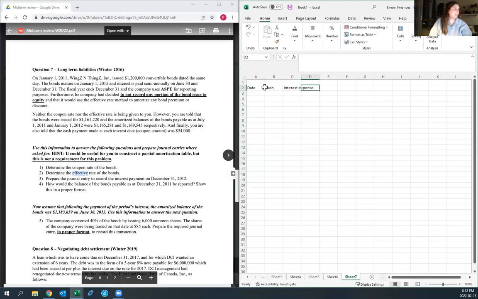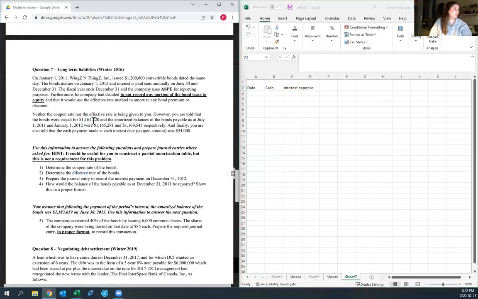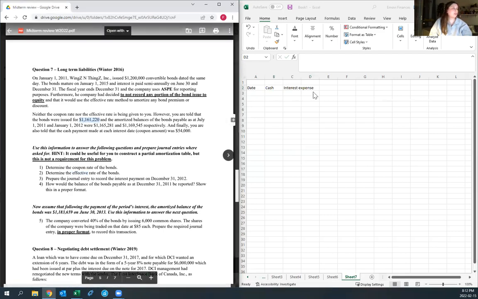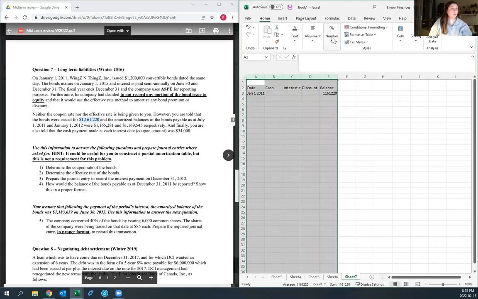I think it's issued at a discount. Yeah, they're issued for less than their face value, so they're issued at a discount. And their balance. So on January 1st, 2011, they were issued for $1,161,220. Now there are convertible bonds, right?